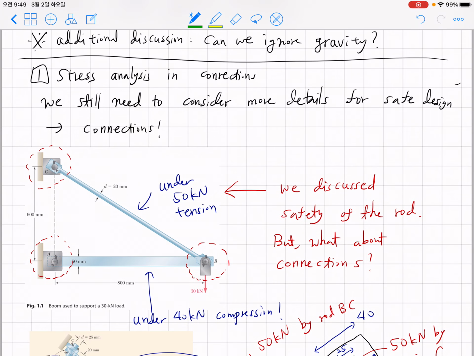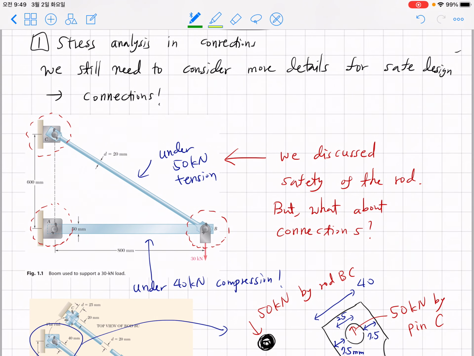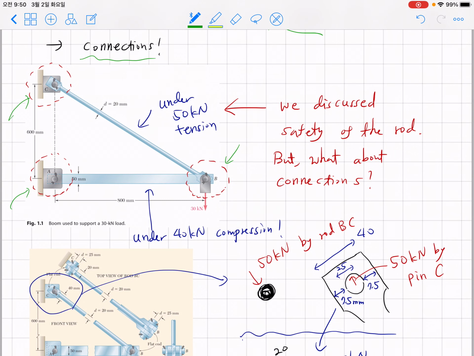So we'll discuss stress analysis in connections first and move on to the factor of safety. For a reliable and safe design, we still need to consider more details around the connections. As I told you, we didn't discuss the details around pin C, pin A, and pin B. We only discussed rod AB, boom AB, rod BC, and so on. So what about connections? Let's focus on connection C.